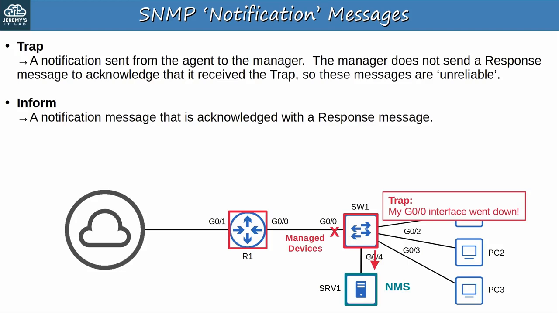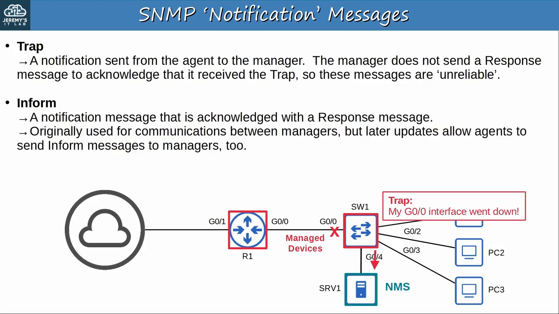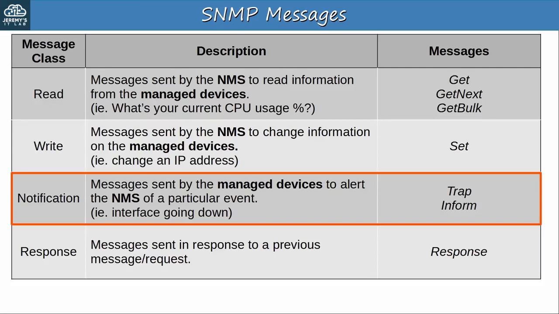the inform was received. This message type was originally used for communications between managers, for networks with multiple SNMP managers. However, later updates to the protocol allow agents to send inform messages to managers too. So those are the SNMP trap and inform messages.